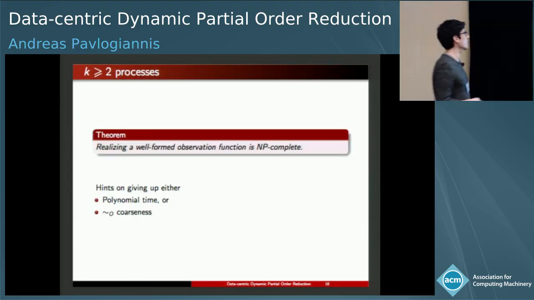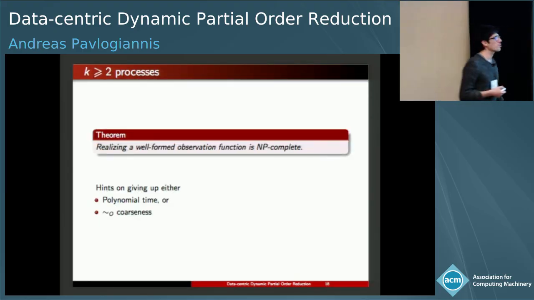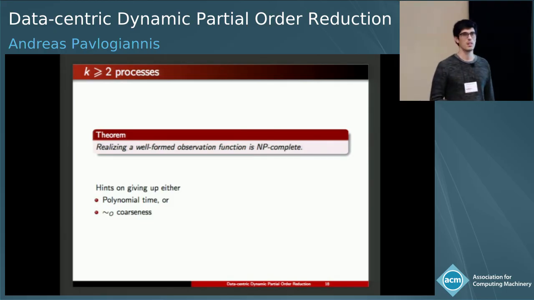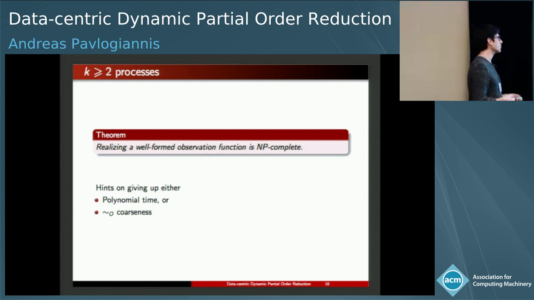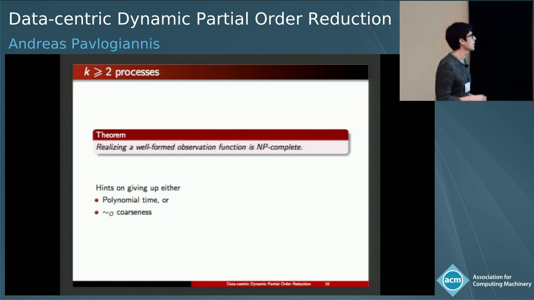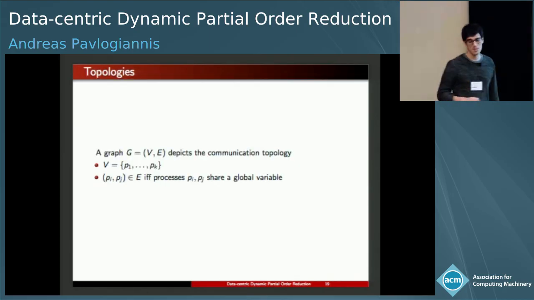Well, unfortunately, realizing a well-formed observation function is NP-complete in general, which strongly hints that we either need to give up on our desires for polynomial time, or we have to use a different partitioning, right? Not as coarse as the observation one. Actually, we can make a more refined statement based on the communication topology of the system.